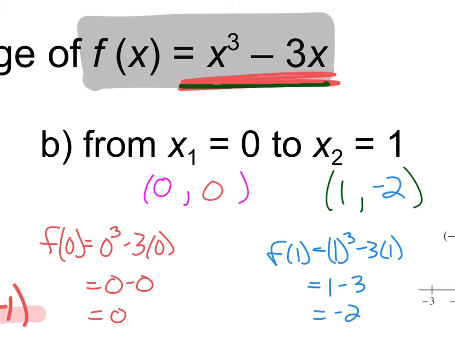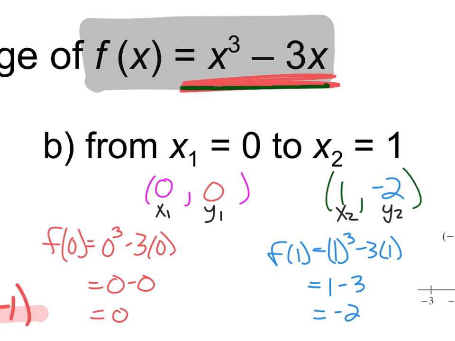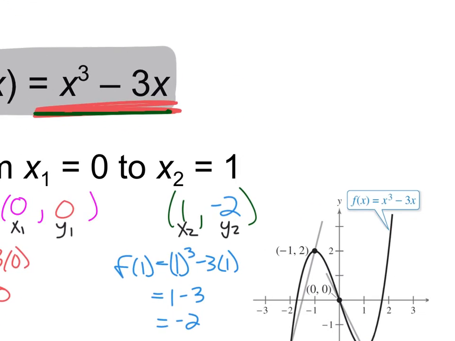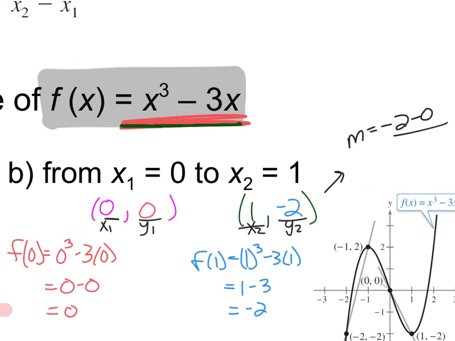So it'll be -2. There's our ordered pairs, x1, y1, x2, y2, and we can find the slope, which will give us the average rate of change. So this slope would be -2 minus 0 over 1 minus, what we got here, 0.